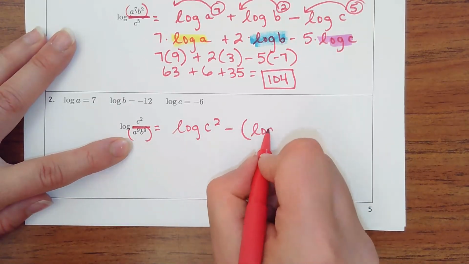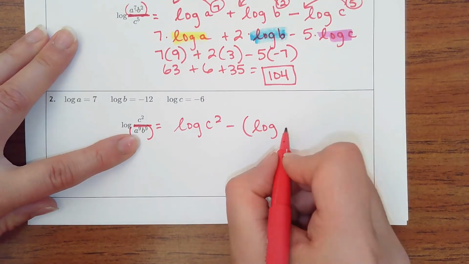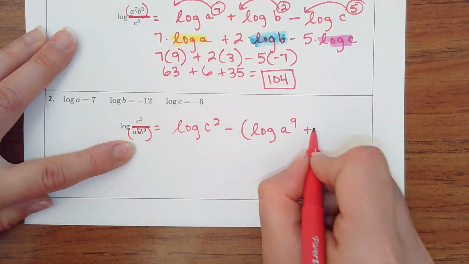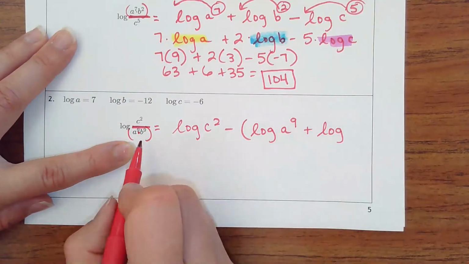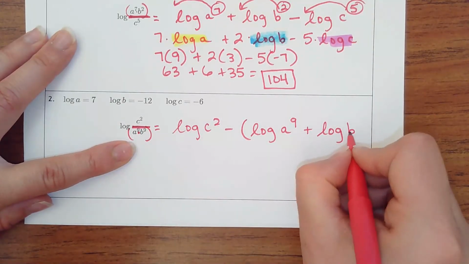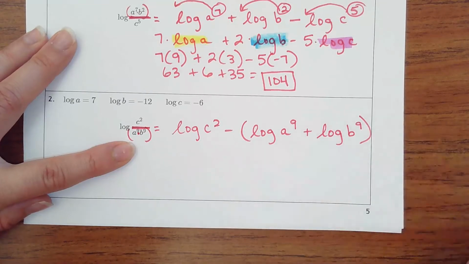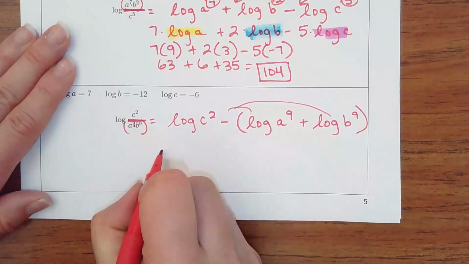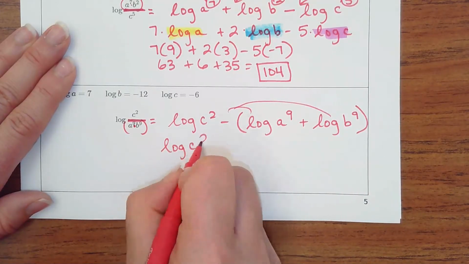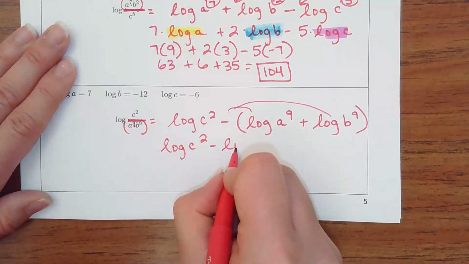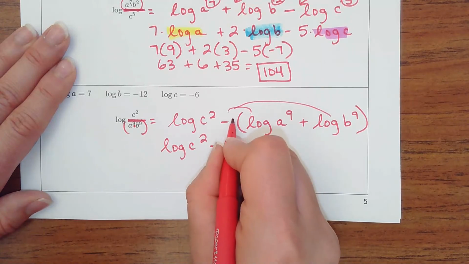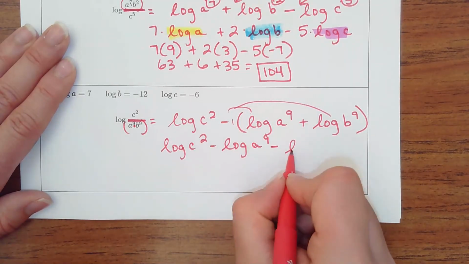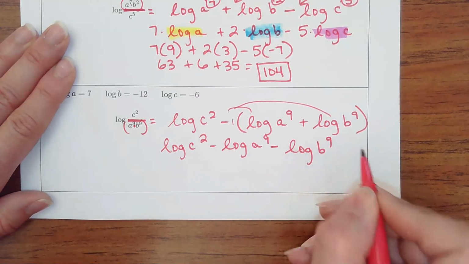So I'll have log of a to the 9th. Since there's multiplication here with the b, then I'll have plus log of b to the 9th. Okay, so I'm going to go ahead and distribute so I don't have to worry about that anymore. I'll have log of c squared minus log a to the 9th, since that's a -1 getting multiplied, and then that negative times a positive makes it a minus log b to the 9th.